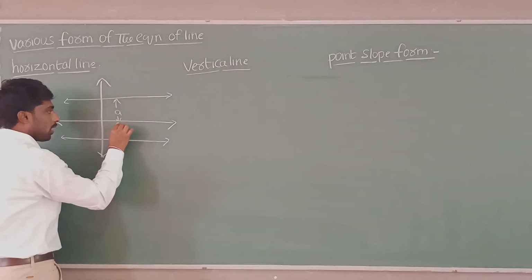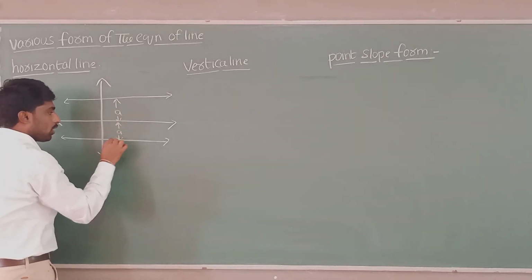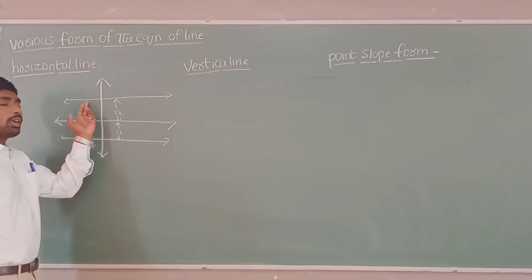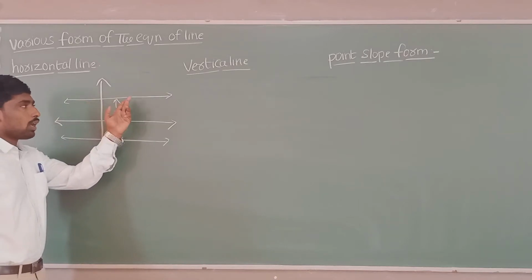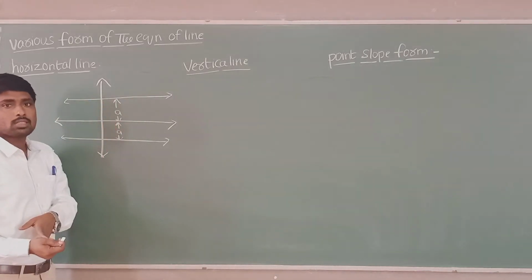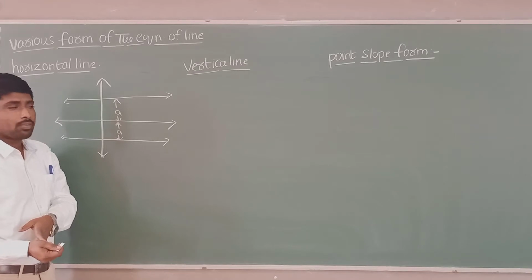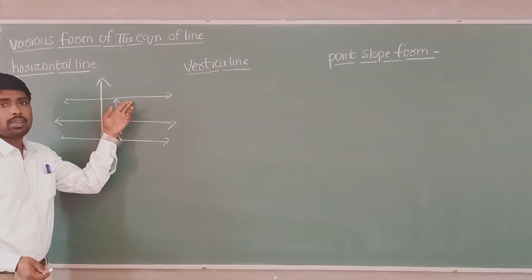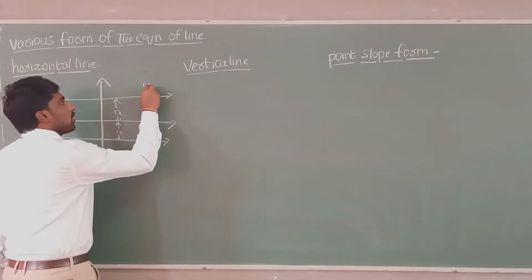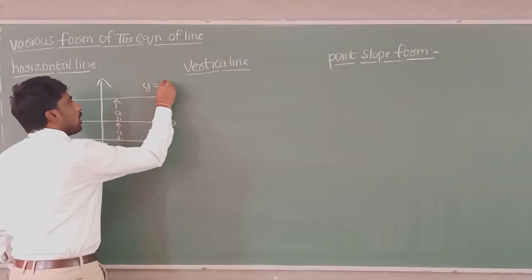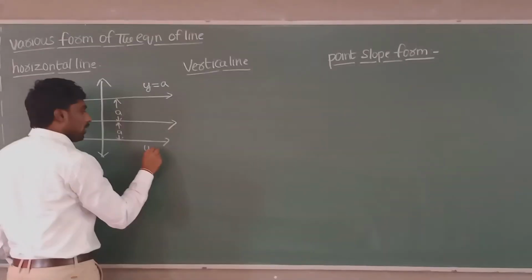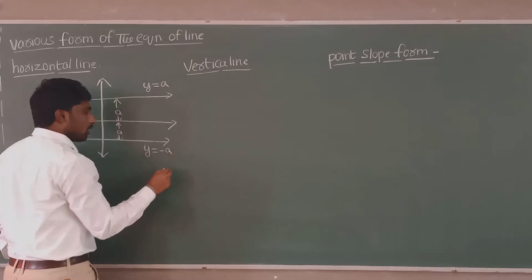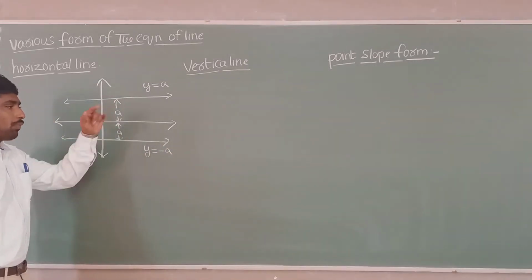The distance from the x-axis is a. If you observe clearly, the ordinate of every point that lies on this line is constant. Then the equation of the line is y equal to a for this one, and y equal to minus a for this one. Is it clear, everyone? So all of you note down.